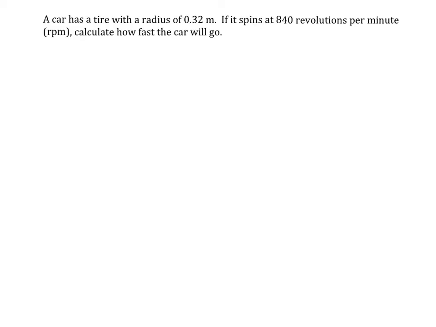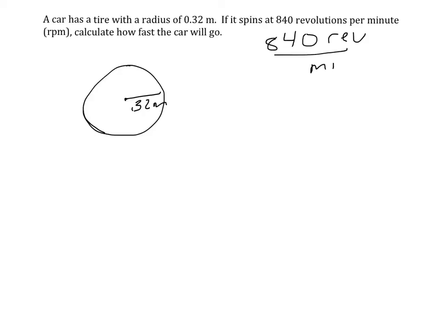Alright, in this problem we're trying to find the speed that a car will travel, and we know its tire has a radius of 0.32 meters, and that this tire is going to spin at 840 revolutions per minute. And so we want to find out how fast the car is going to go.